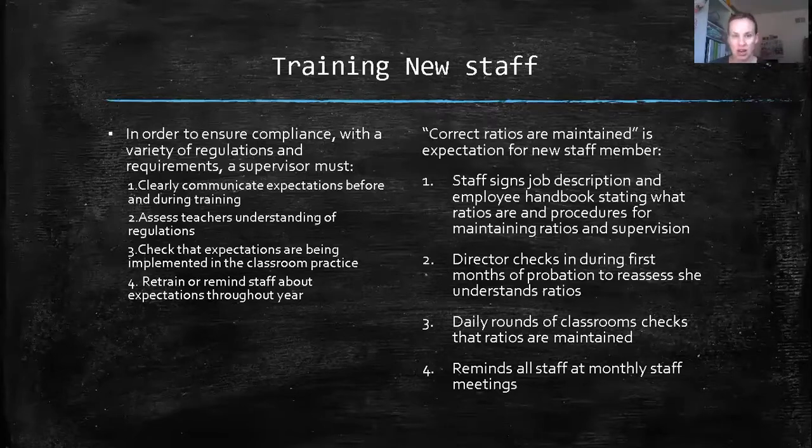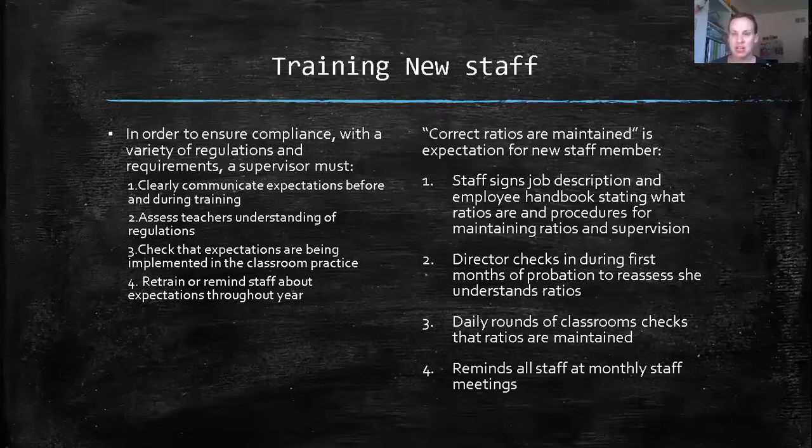Then checking that expectations are being implemented, daily rounds of classroom checks, making sure that ratios are maintained consistently throughout the day. And then four, maybe reminding staff if we've had issues with supervision or keeping our ratios, and maybe working through scenarios as well at monthly staff meetings.